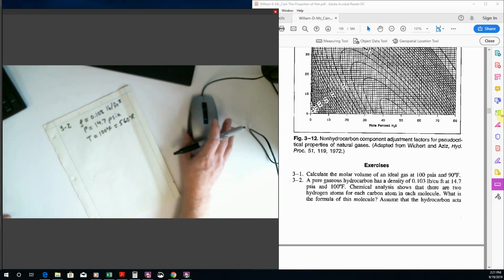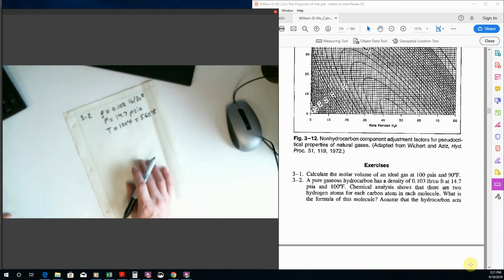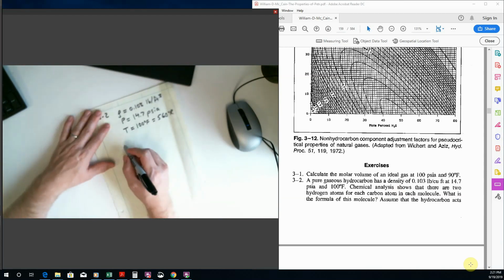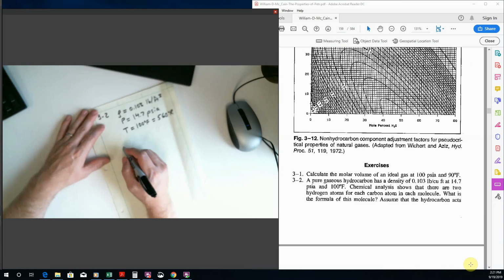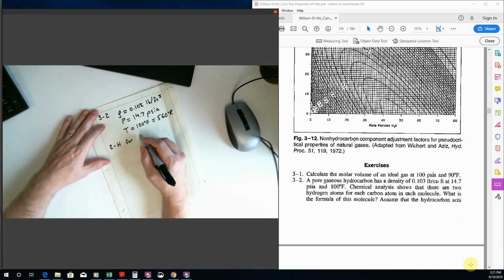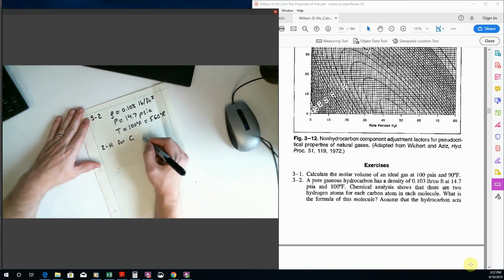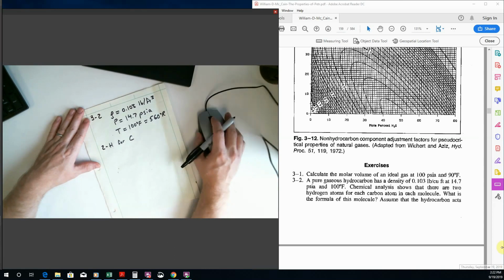Trying to figure out the chemical analysis tells us that we've got something that has 2 hydrogen atoms for each carbon atom. So for each carbon atom, there's 2 hydrogens. So we're going to have to figure that out.